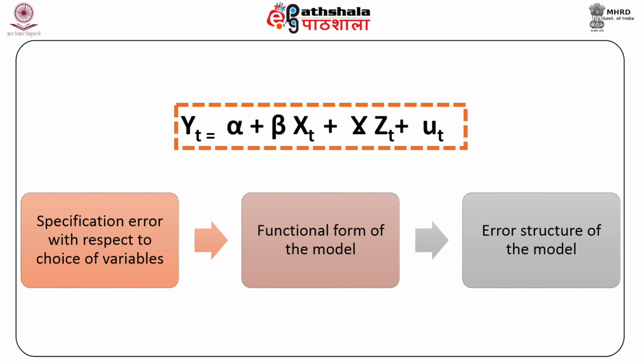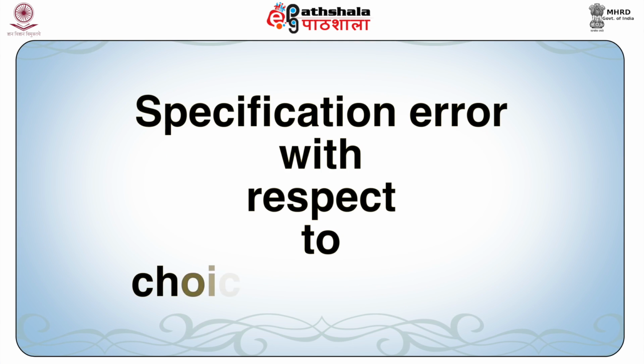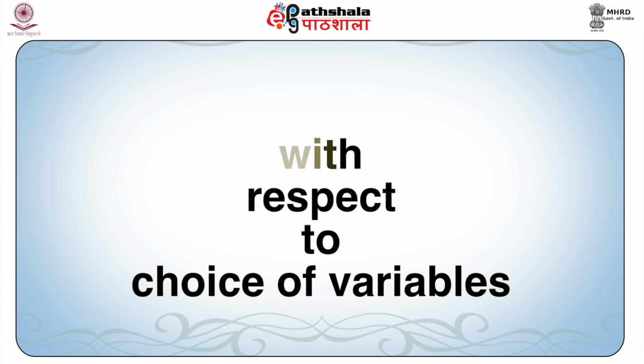These can be attributed to the following reasons: specification error with respect to choice of variables, functional form of the model, error structure of the model. We will elaborate on each of these attributes in the next part. Specification error with respect to the choice of variable. The specification error with respect to the choice of the variable occurs when either one of the variable from the true model is omitted or an irrelevant variable has been included in the model.